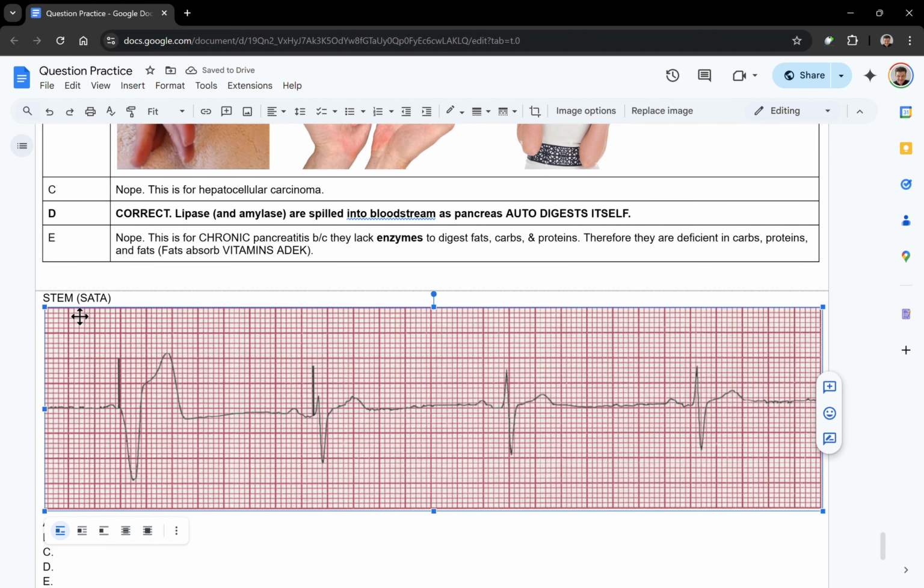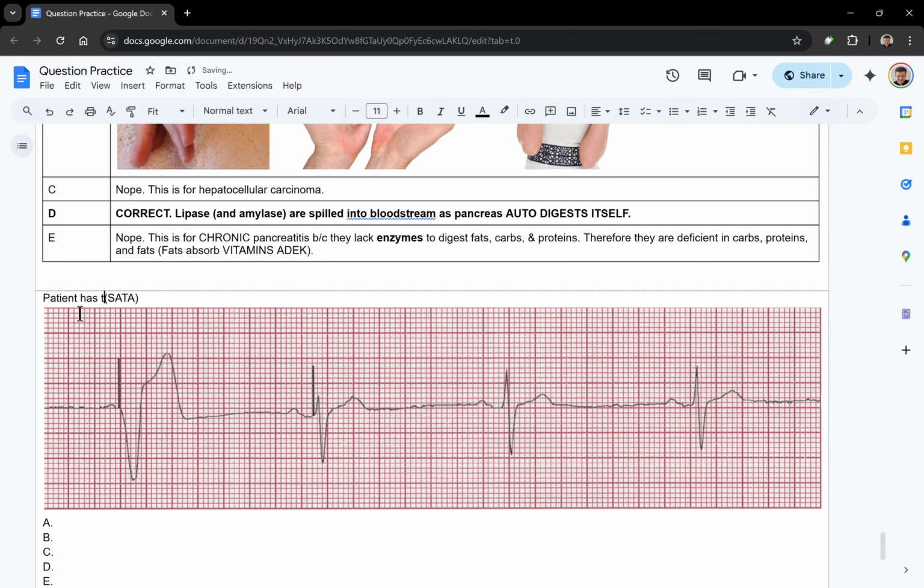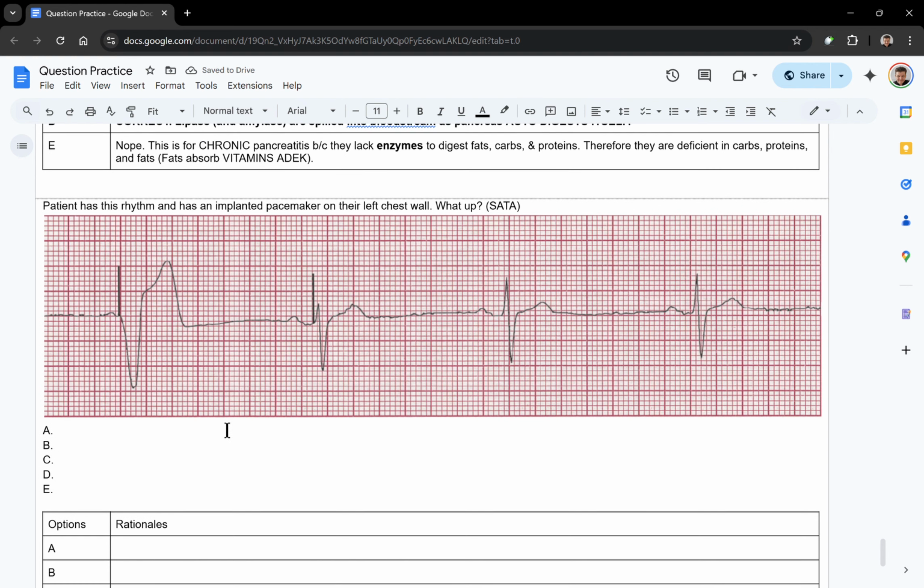Anyways, so a patient has this rhythm and has an implanted pacer on their chest wall, left chest wall. So what's going on? We'll make this a SATA. What would you do? So let's do that. What are possible causes?